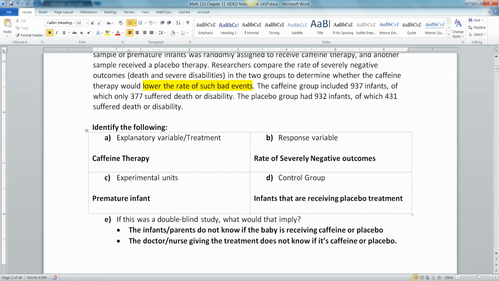And again, because they don't want to bias the results. They don't want the doctor to know, oh, I'm giving this child caffeine, because they might let it slip to the parents. The parents might be more invested in their child doing better, whatever. They want to keep it free of bias.